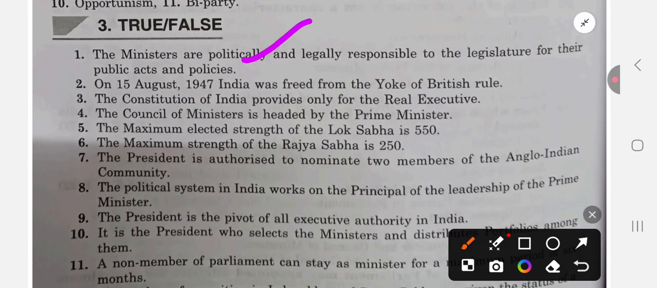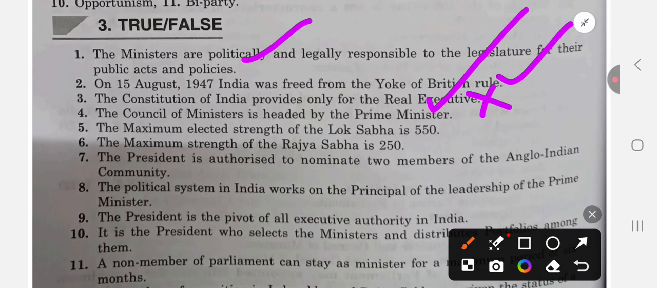On 15th August 1947, India was freed from the yoke of British rule. That is true. The Constitution of India provides only for real executives. That's wrong. There is nominal and real both. The Council of Ministers is headed by the Prime Minister. That is true. The maximum elected strength of the Lok Sabha is 550. That is true. Right now we have 545 only.